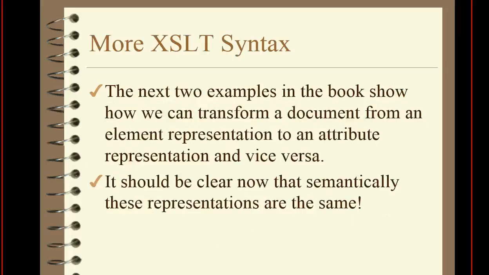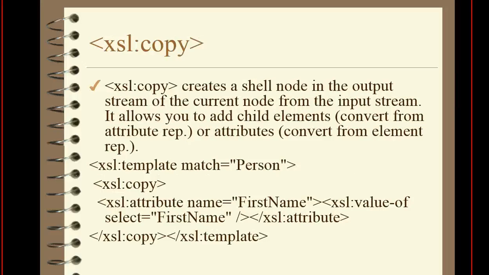So now let's begin to look at the XSLT syntax. We have the xsl:copy. What this does is it creates a shell node in the output stream of the current node from the input document, the XML source document. Then this allows you to add additional child elements, which means you can convert data that's in the original document as elements to attributes and vice versa.